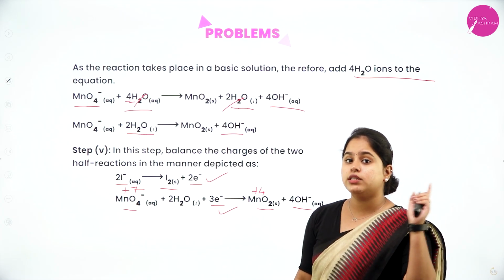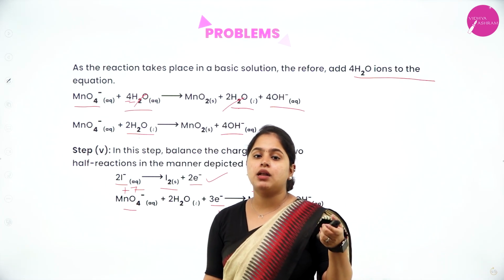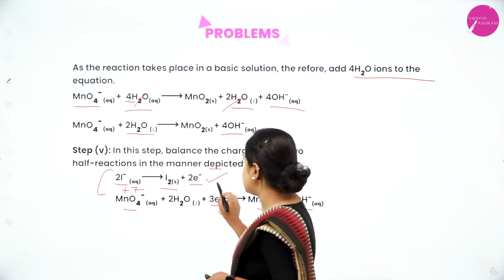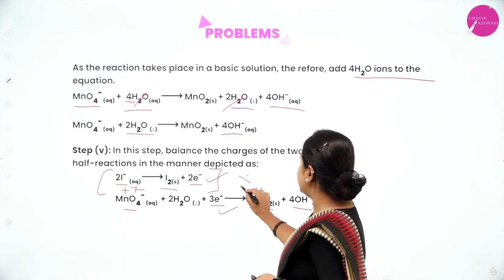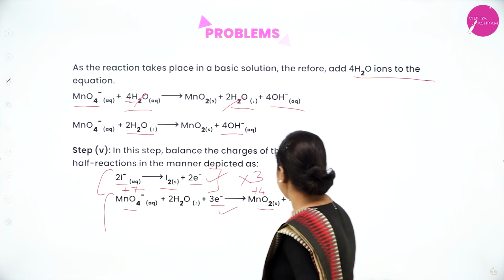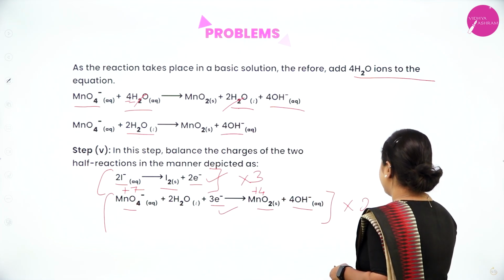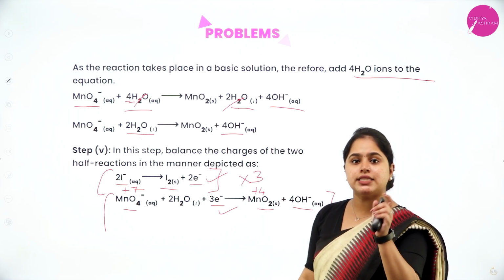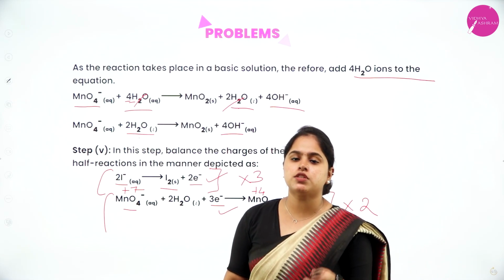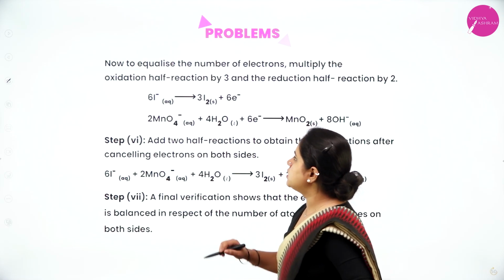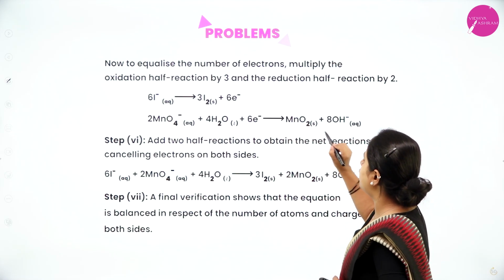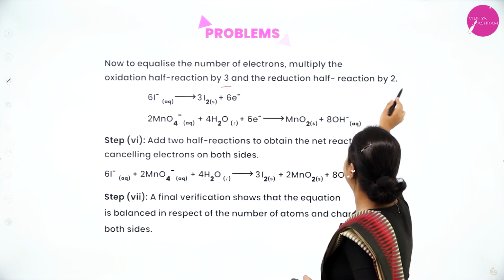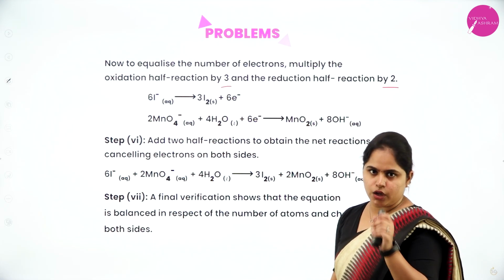Now, again, what is the next step? We have to balance the number of electrons as well. So that means we have to multiply this particular equation by 3, right? And we are going to multiply this particular equation by 2. So it is 3 into 2 you will get 6 and here also 2 into 3 you will get 6. So that means the number of electrons we can make equal. So that is what we are going to do. Now to equalize the number of electrons, multiply the oxidation half reaction by 3 and the reduction half reaction by 2. I hope it is clear.